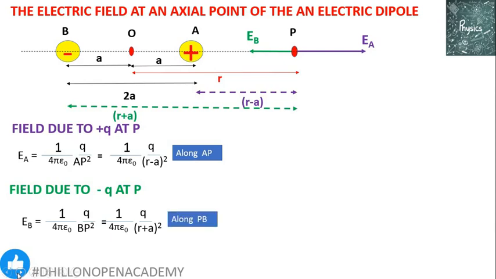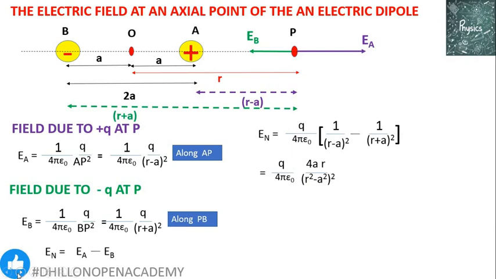Now, because positive charge is nearer to point P, its field will be bigger. Negative charge is further away from it, so its field is smaller. So we will find a net field which will be EA minus EB. Mind you, angle between the two field vectors is again 180 degree. If you substitute the value of EA and EB and further solve, we have the equation Q over 4 pi epsilon naught 4AR divided by square of (R square minus A square).